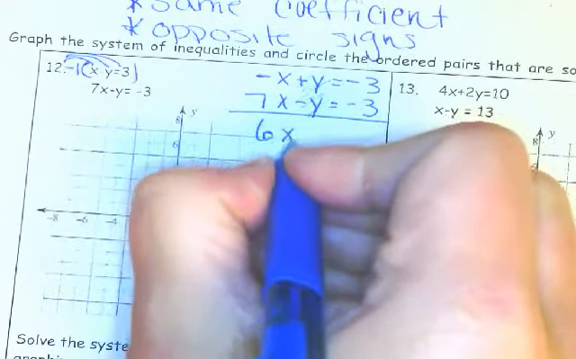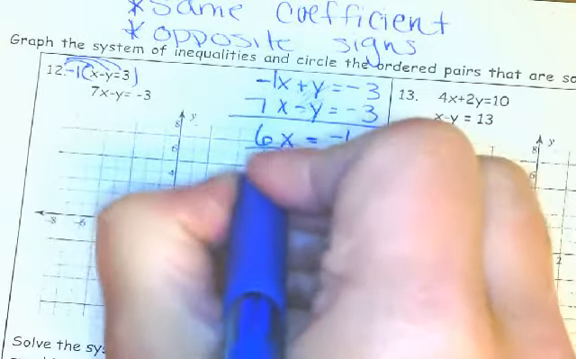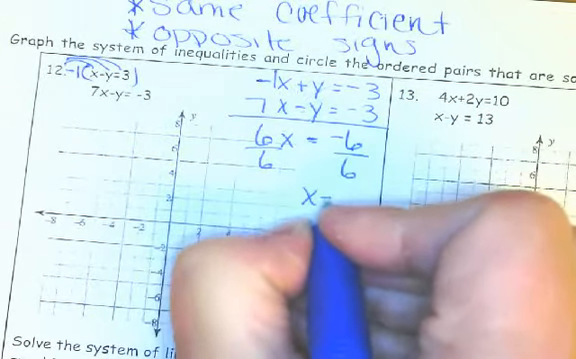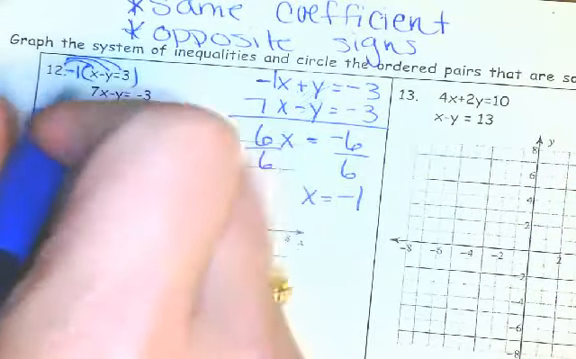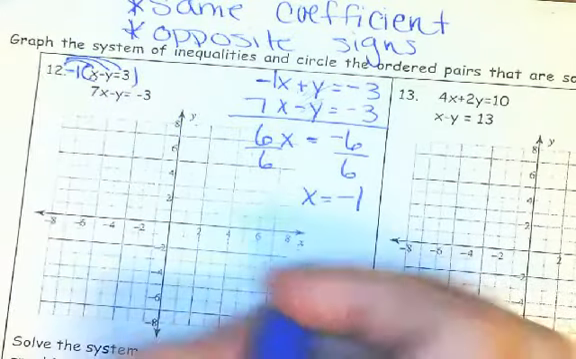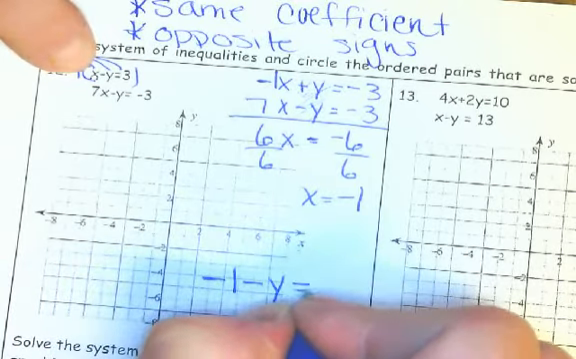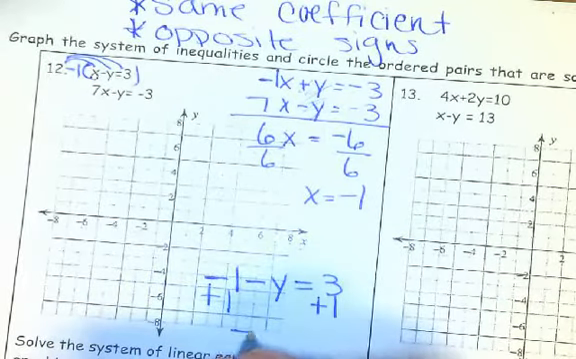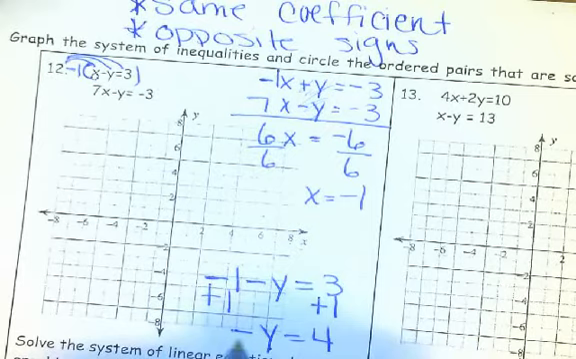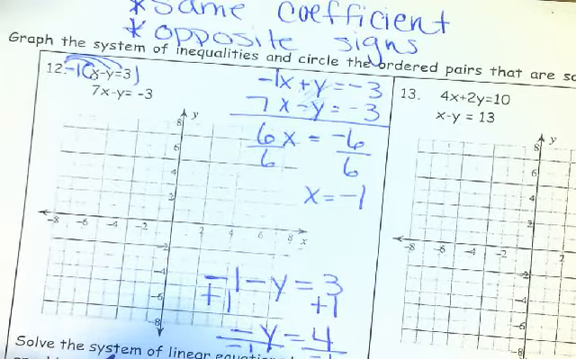And this gives me 6x, because if I combine the negative 1 and the 7, I get 6x equals negative 6. I'm going to divide. x equals negative 1. Now, here my answers are going to be ordered pairs. So I'm going to plug it back into the top one. So my x here was actually negative 1, so negative 1 minus y equals 3. I'm going to add that 1 over. That gives me negative y equals 4. Divide by negative 1, y equals negative 4. So I now know my answer is negative 1, negative 4.